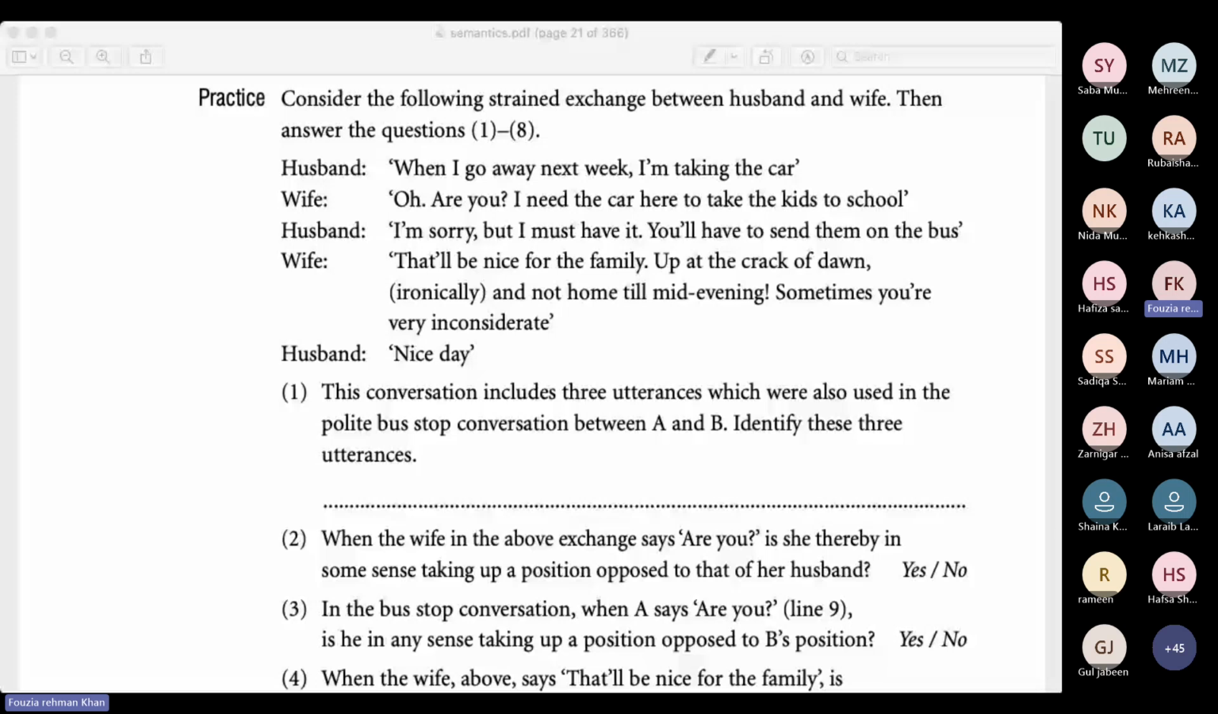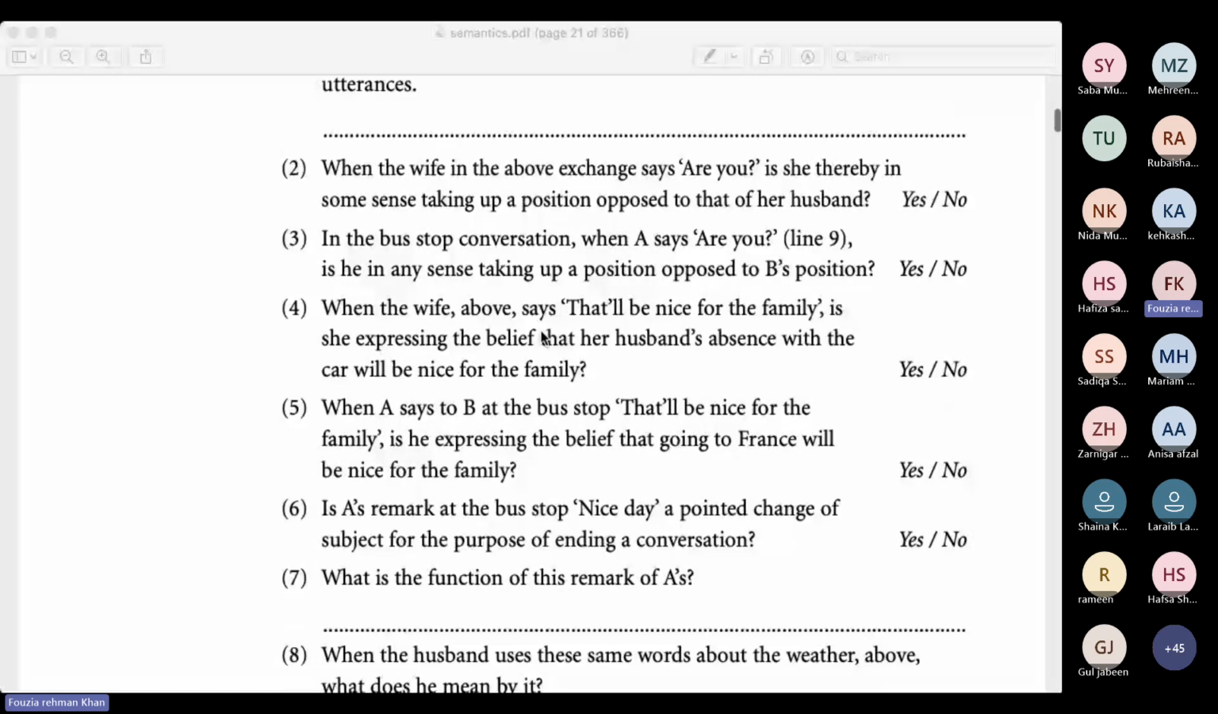Question number 4. When the wife above says, "That will be nice for the family," is she expressing the belief that her husband's absence with the car will be nice for the family? No, that's not true. I hope the screen is shared here. When A says to B at the bus stop, "That will be nice for the family," is he expressing the belief that going to France will be nice for the family?